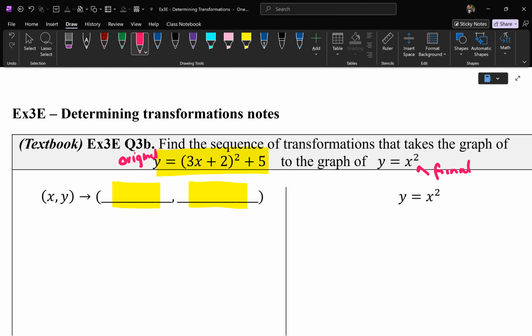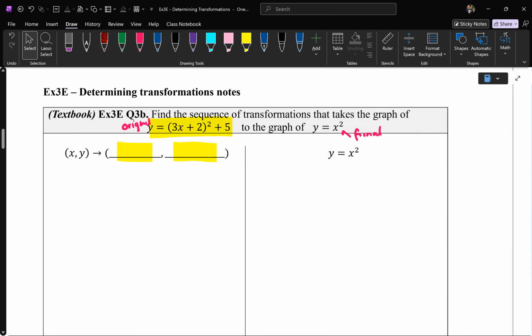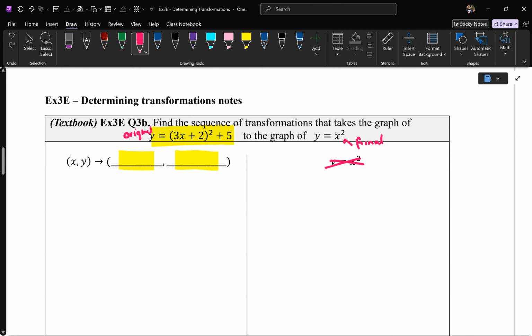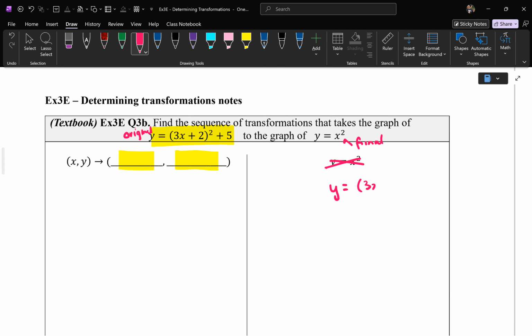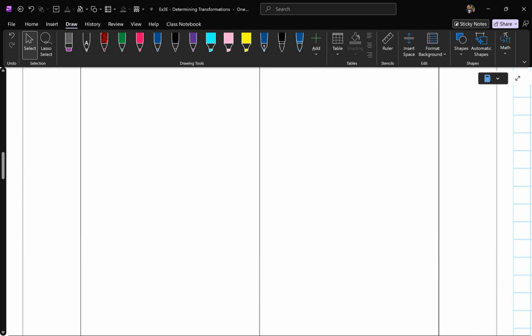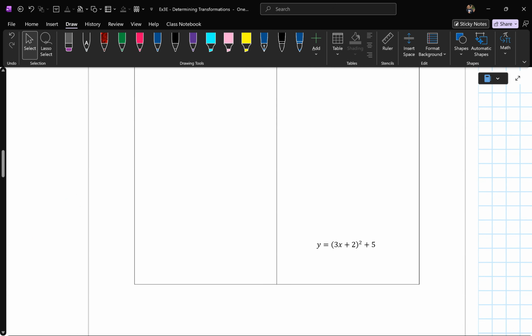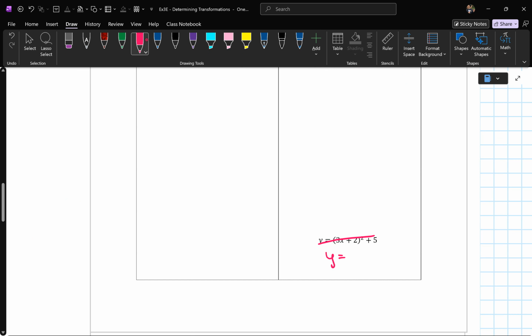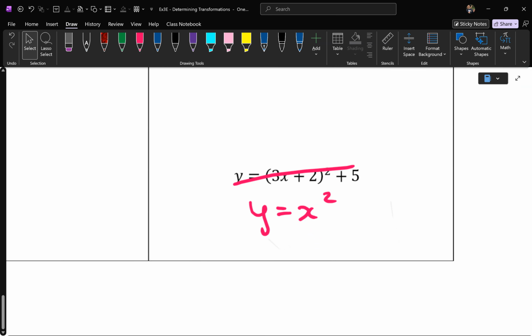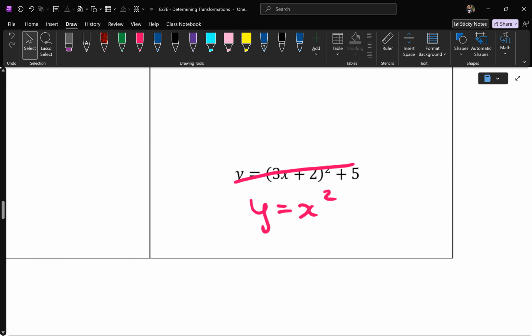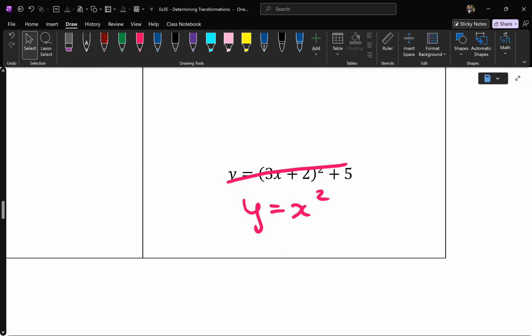Okay, so that's your x squared graph. If it helps you, maybe just cross this one off and write the original question. So the original question is 3x plus 2 squared plus 5. You can write it like that just to make it easier. And on the bottom, let's flip it around. So our final destination is this, which should have been y equals x squared. Why do I make a distinction between the two? So that you know which one's the final one and which one's the original one.